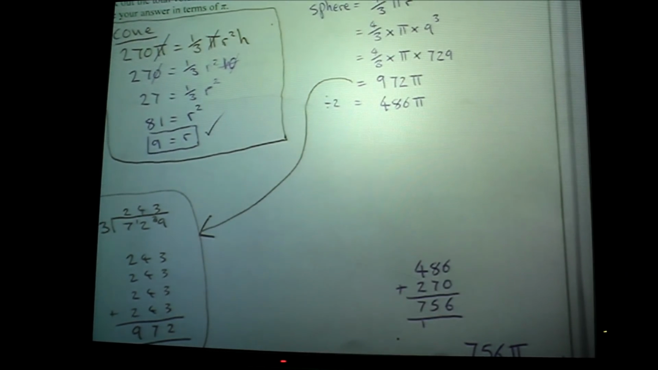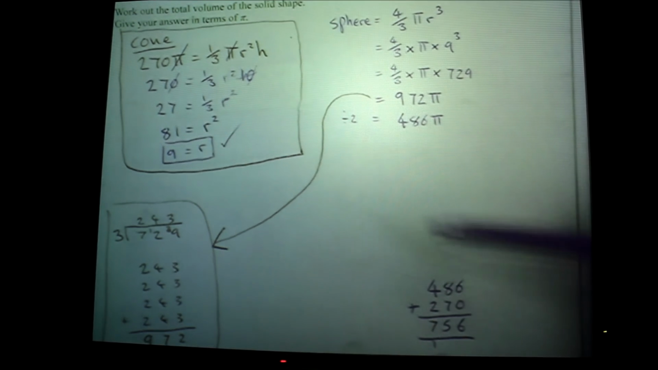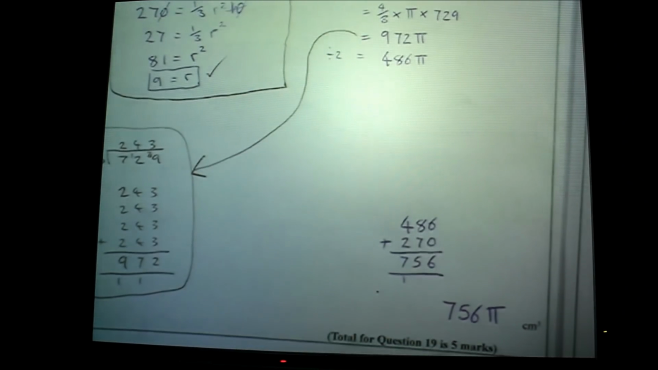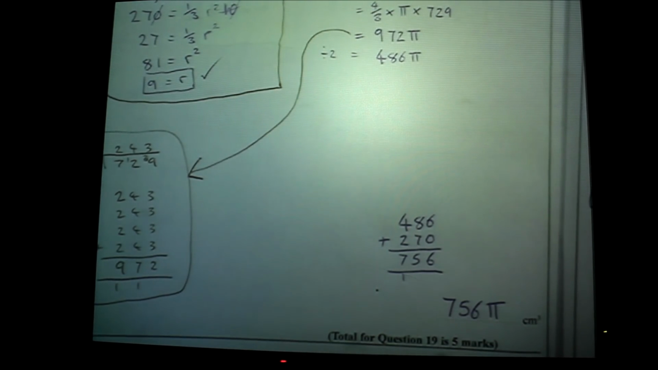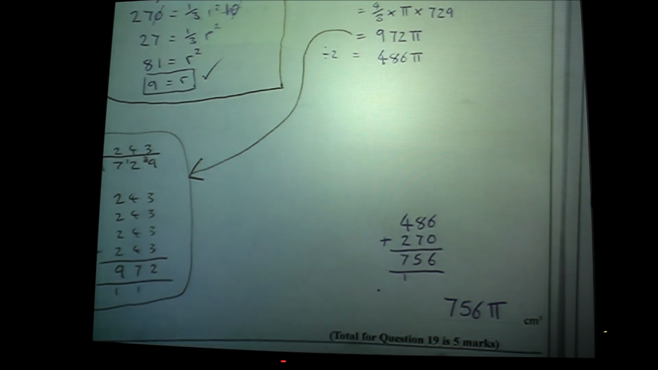The question says, what was the volume of the whole shape? So you need to do 486, add your 270, which you had before, so you get 756 pi. If you've got that, that's well done, that's 5 well-earned marks.